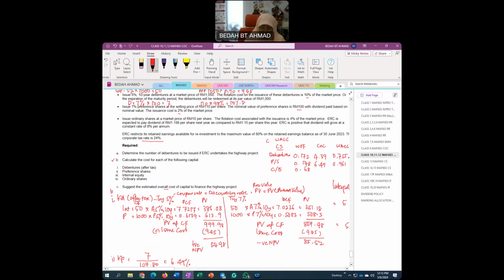Okay, next we'll continue to the calculation of ordinary shares. So here issue ordinary shares at market price of 10, flotation cost associated 4%. For the KE, no need to calculate the flotation cost. So ERC expected to pay dividend 1.18 next year. So this is already D1 compared to 1.1 this year. So this is the D0. So ERC is positive that dividend will grow at a constant rate of 8%. So we just take D1 straight away. If you want to calculate with 1.1 as D0, also is possible, no problem, because 1.1 multiplied by the growth rate 1.08 gives 1.18.